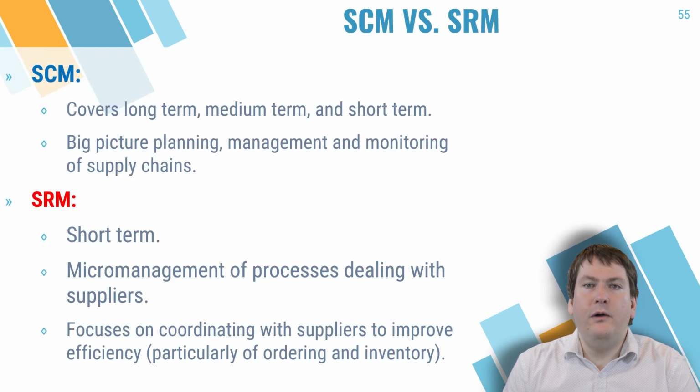Before we're done with this video, I should summarize a few key points. Supply chain management, or SCM, covers the long to short term and mostly involves big picture planning of business processes related to the supply chain and the flow of goods. Supplier relationship management, or SRM, is more short-term focused and aimed at managing all contact with suppliers, including sourcing goods, purchasing them, and settlement. The goal of SRM systems is to improve efficiency of ordering and inventory management, as well as maintaining a positive relationship with suppliers.